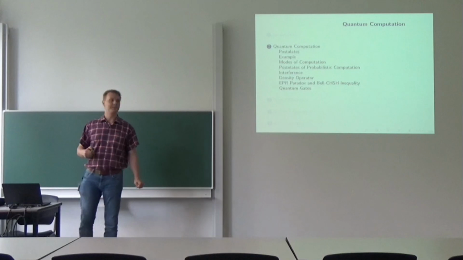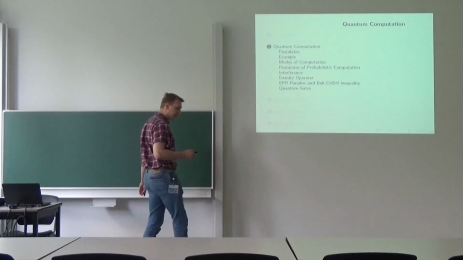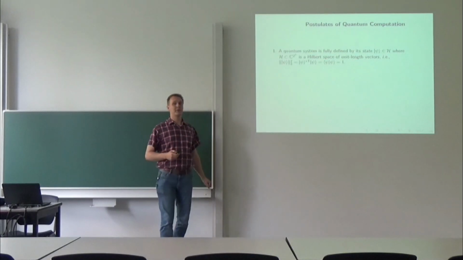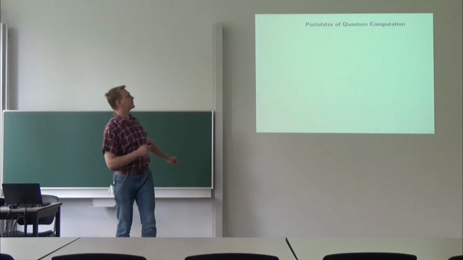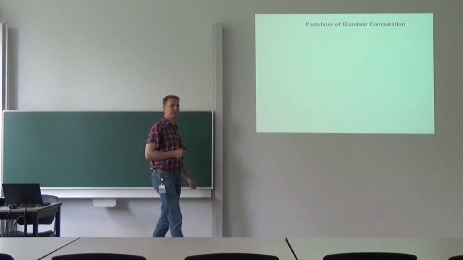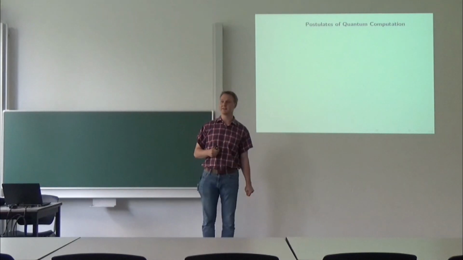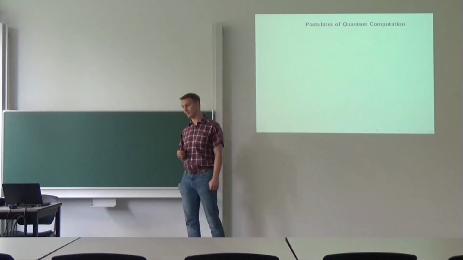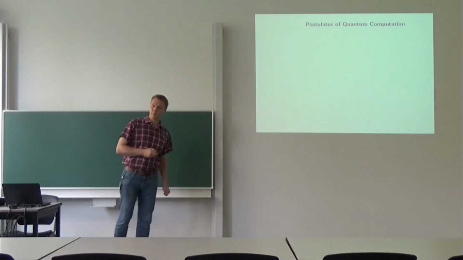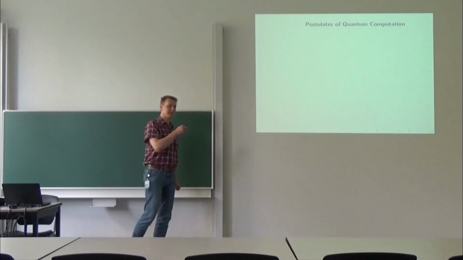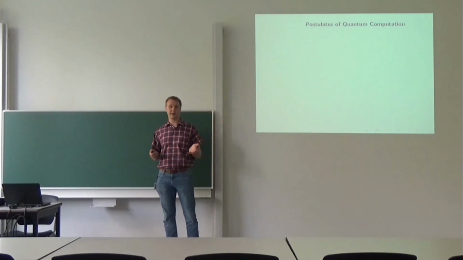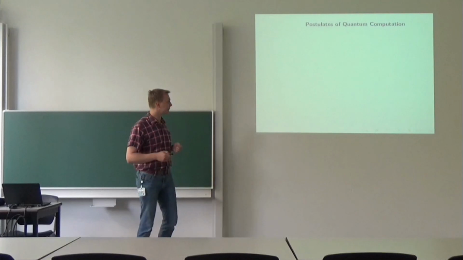So let's get to the meat of the matter. Quantum computation postulates. The first postulate, well, maybe I should start with the obvious fact that on a classical computer, a bit is 0 or 1 and is represented by a voltage on a wire. Whereas on a quantum computer, we deal with qubits, and this is represented in the state of quantum particles. For instance, the spin of an electron or the polarization of a photon.